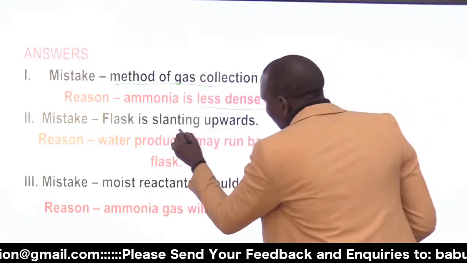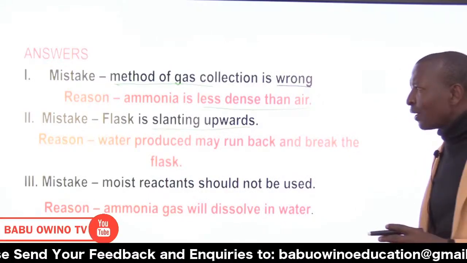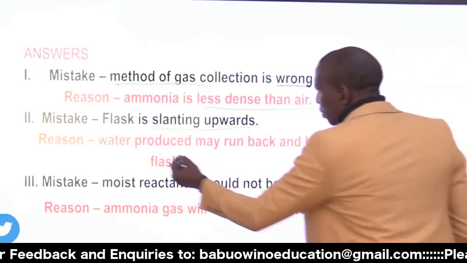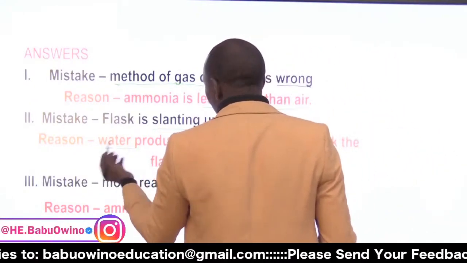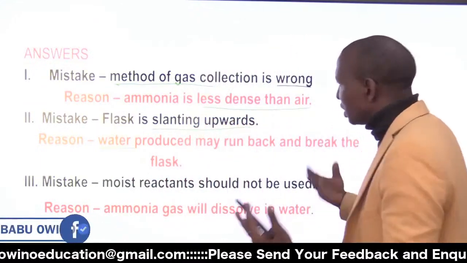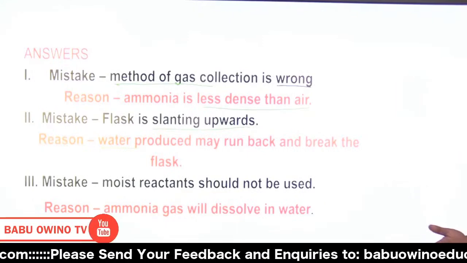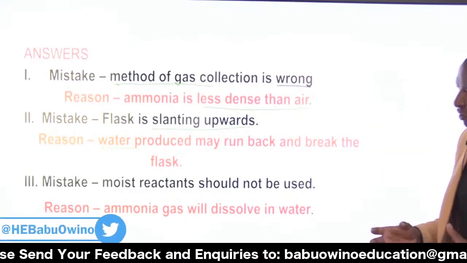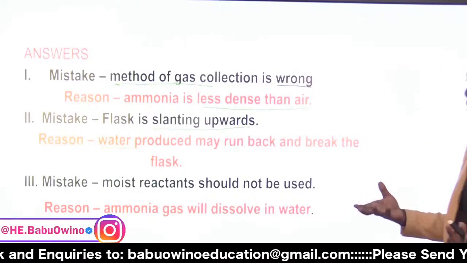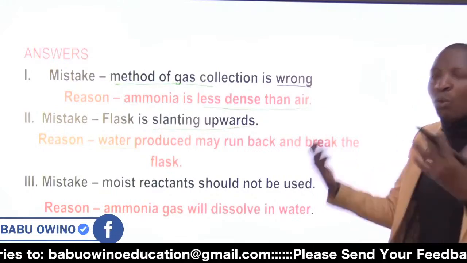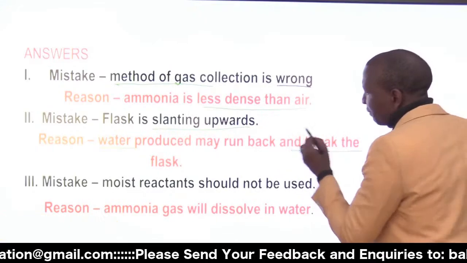The flask is slanting upward. That is the mistake. Reason, because the water vapor, this should be water vapor. Yeah, the water produced, because when you say water produced is correct, water produced may run back and break the flask. That's one way. Or you say the water vapor may condense and flow back to the flask. But when you say water vapor is correct, because by the end of the day, we're still going to form water. So water produced may run back and break the flask.